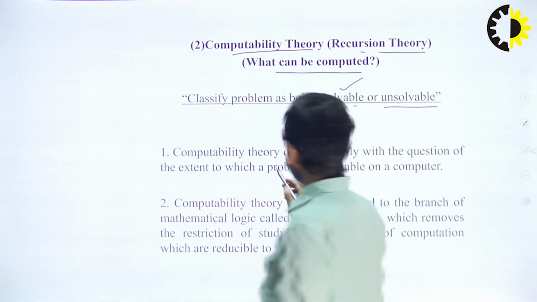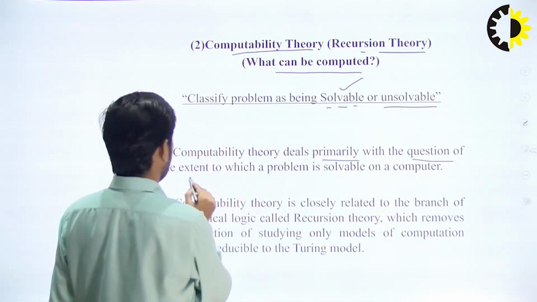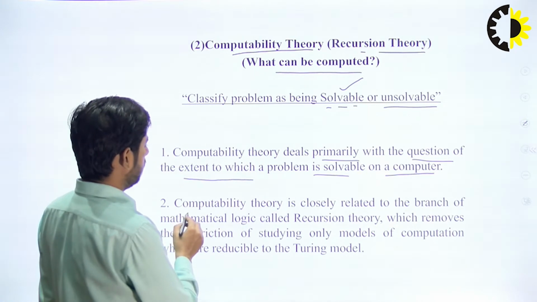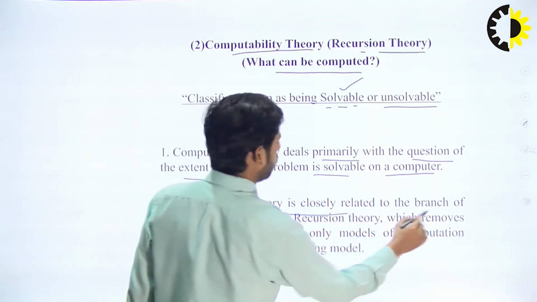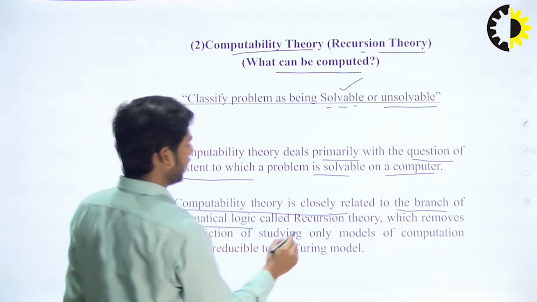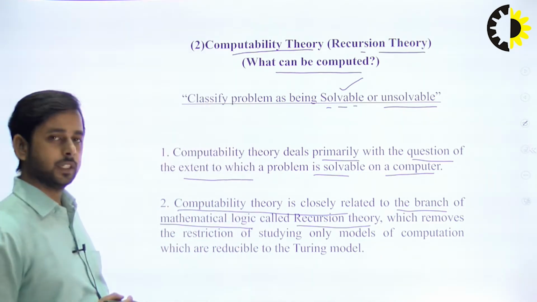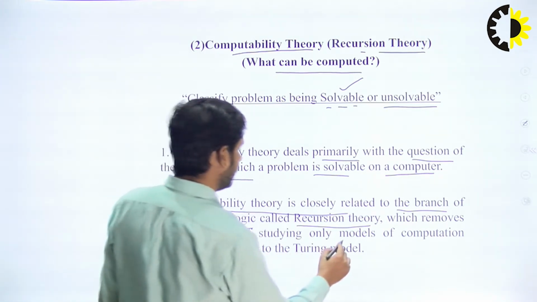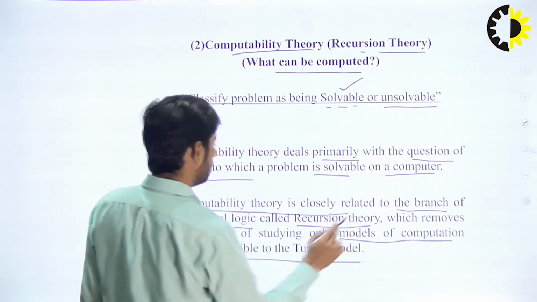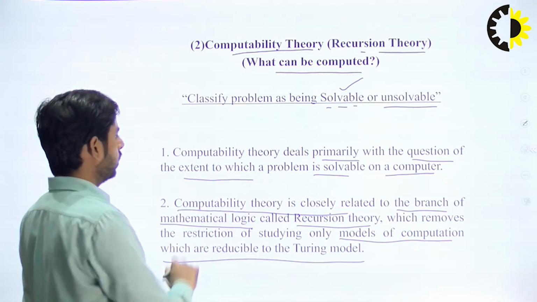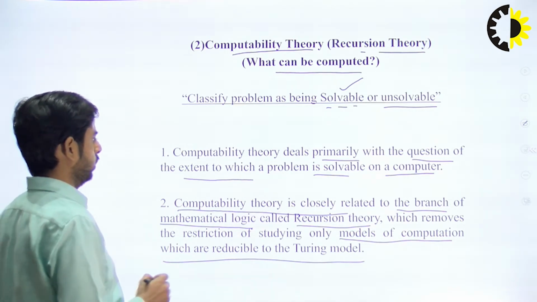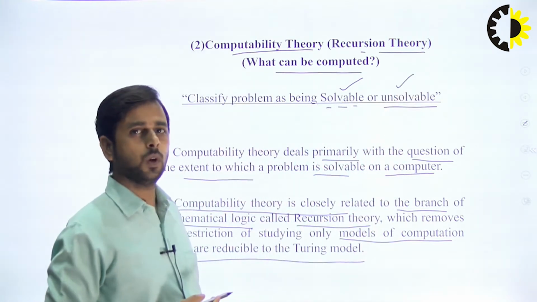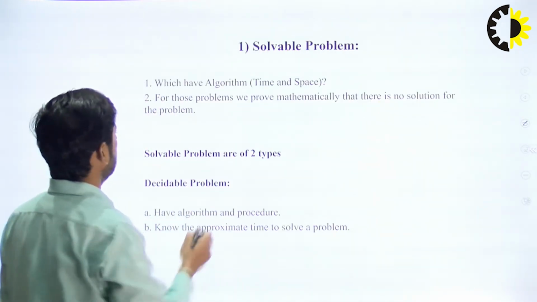Computability theory deals primarily with the question of the extent to which a problem can be solved on a computer. Computability theory is closely related to the branch of mathematical logic known as recursion theory, which removes the restriction of studying only models of computation which are reducible to Turing machines. So this computability theory deals with which problems are solvable and which problems are unsolvable.